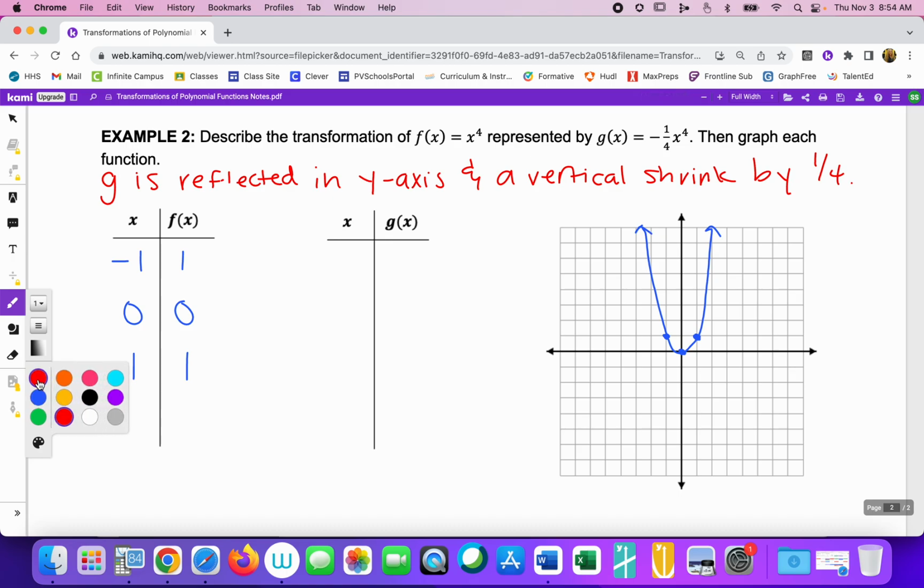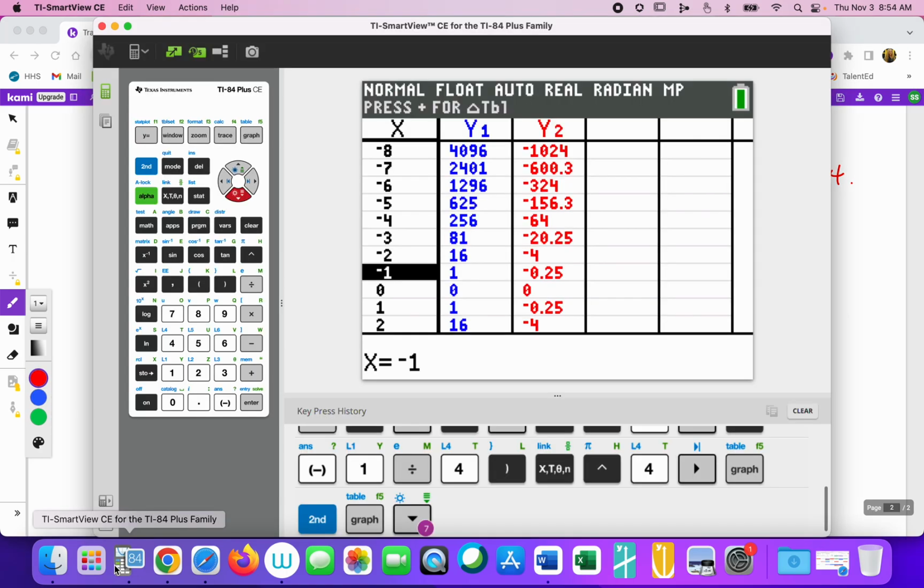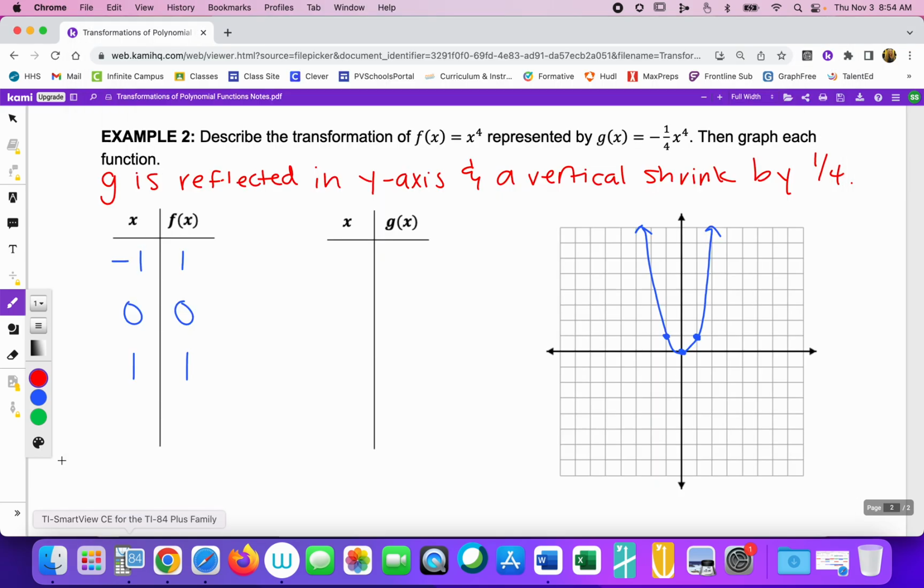And then how many points from the other one can fit on my graph? From -2 to +2, because it's a little bit more shrunk. So you can keep it as decimals, or those are -1/4, both of them. So -2 to +2.